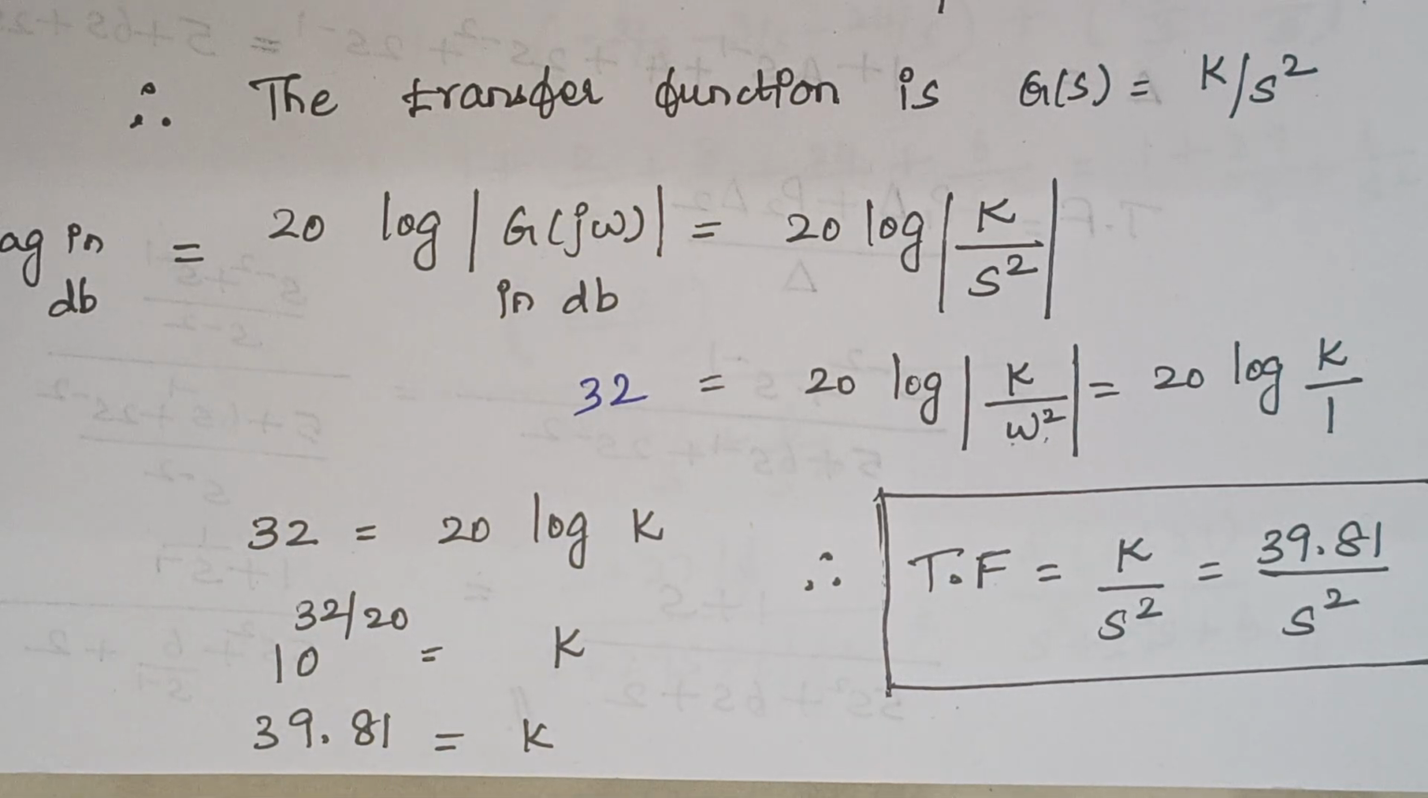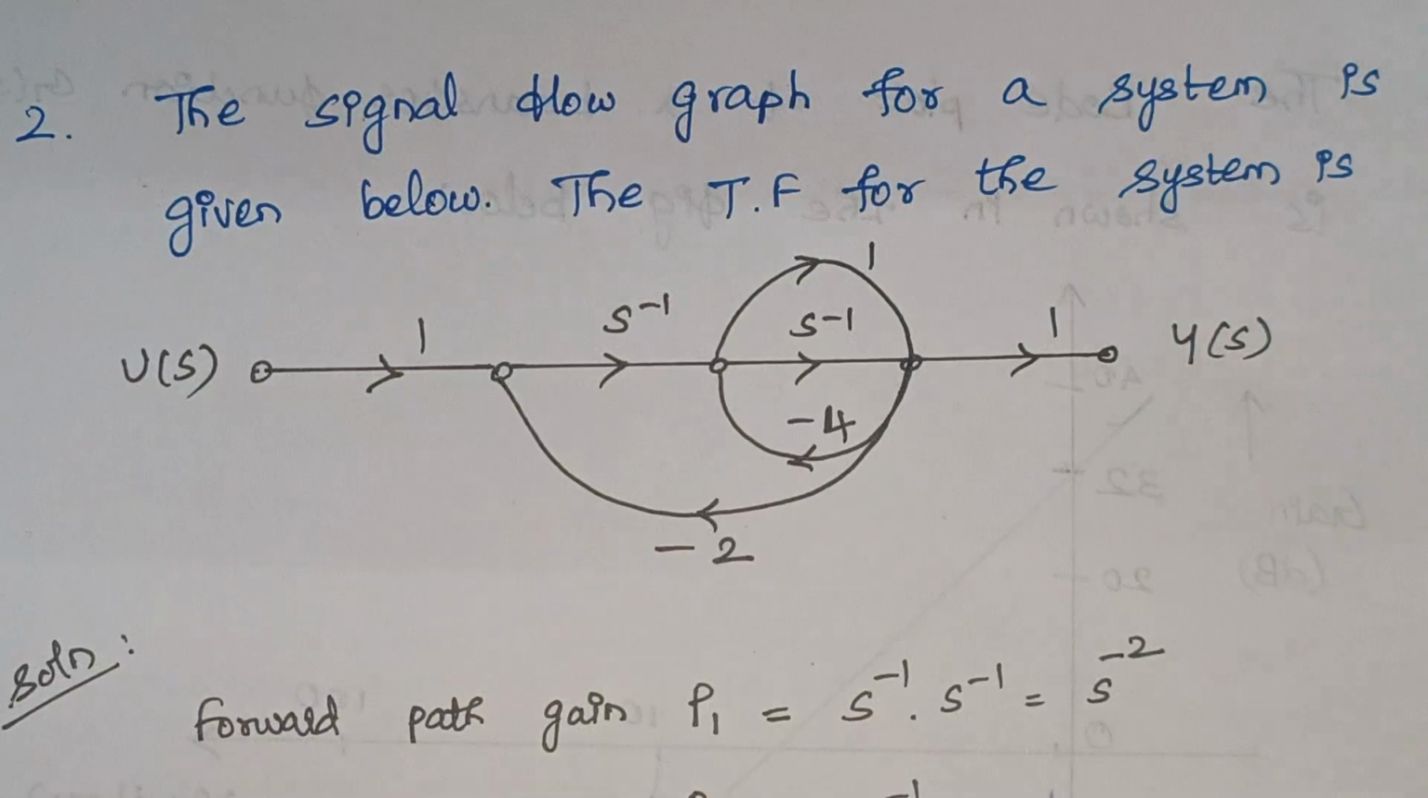While writing the transfer function, it is k by s square, and the value of k is 39.81. Just substitute it over here, and finally this is the transfer function for the given Bode plot. So here comes the end of this problem. We will move to the next one.